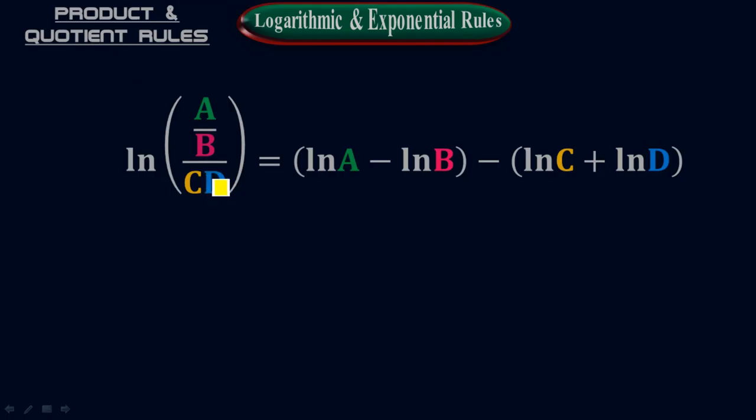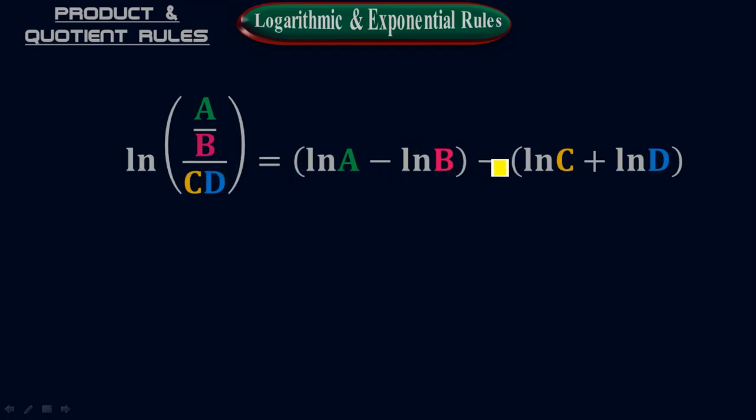Why do we call it the product and quotient rule? Because look, in the numerator we have the fractional form. That's why it is called quotient. And in the denominator, we have the product form, c times d. Therefore, it is called product. So overall we call it the product and quotient rule.